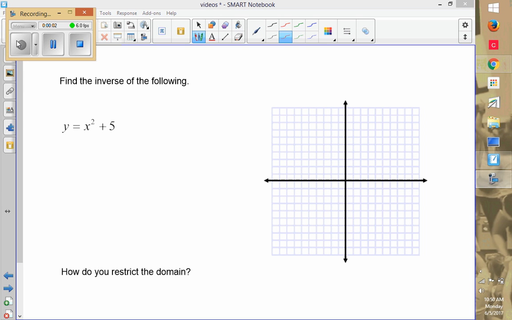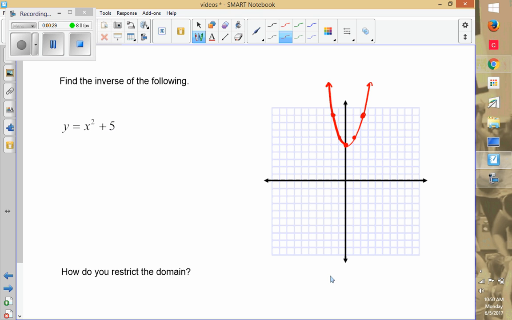We have a quadratic equation. We're going to talk about inverses of a quadratic and see what happens when we try to find them. If I were to graph x squared plus 5, we have a quadratic that is shifted up 5 units and is opening upwards. So we have a quadratic drawn.